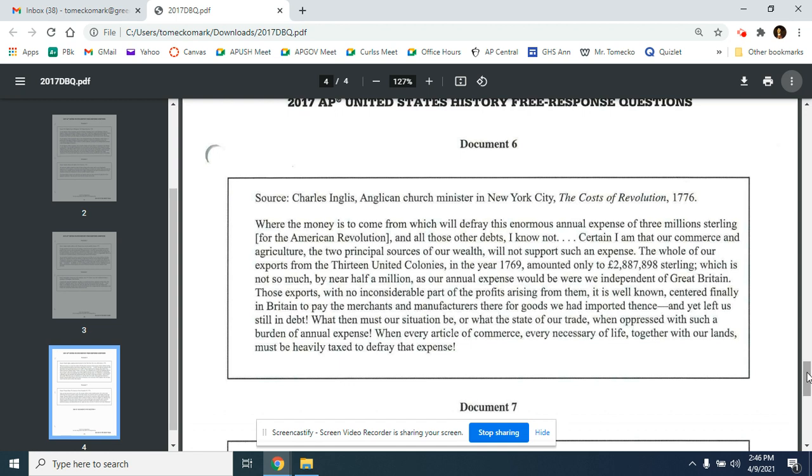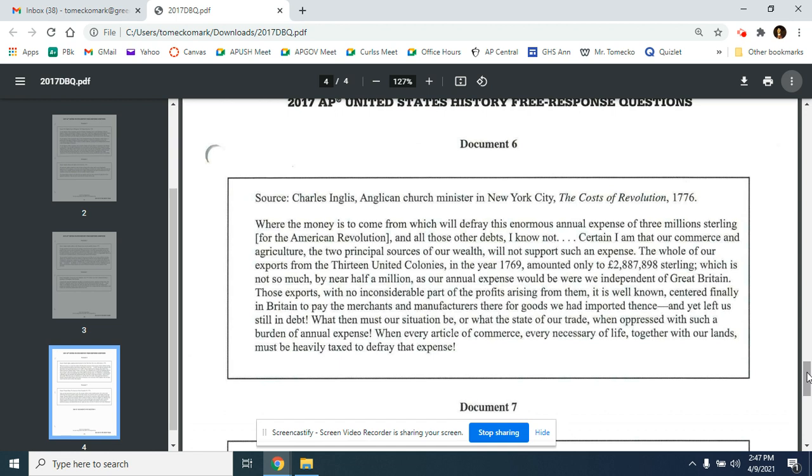Document 6. Now we're into the year 1776. And we have an Anglican church minister in New York City who's speaking here. And he has a very unique kind of perspective on this revolution that he is referencing. So it's 1776, the war's already begun. This is the year we declare independence, although we don't know what month he is speaking here. But he's obviously talking about money and cost. So we're getting a lot of different perspectives.